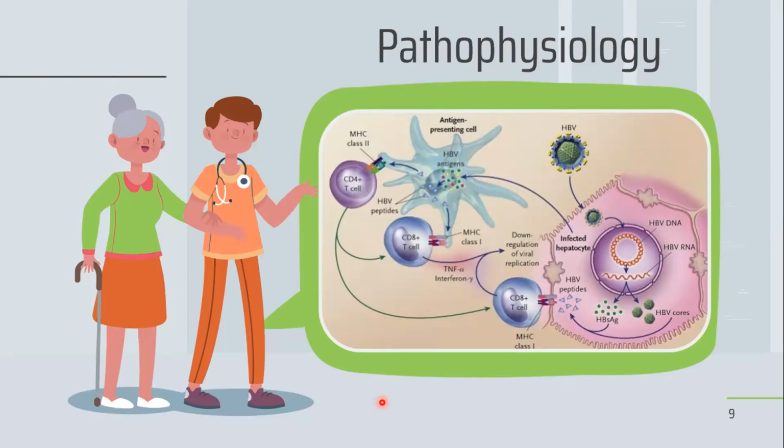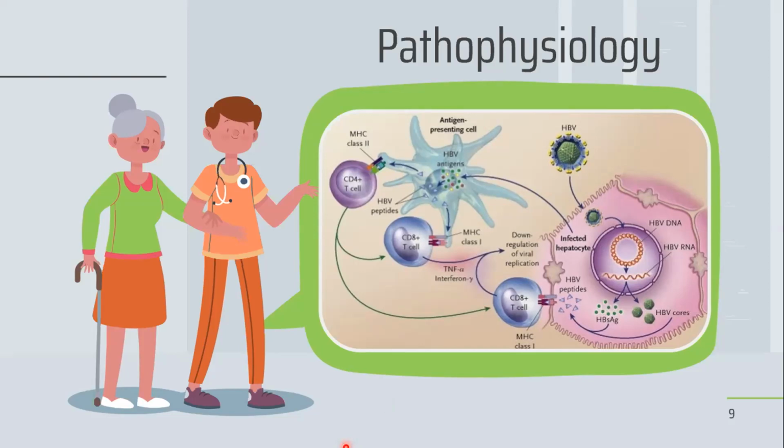Aside from that, it will produce hepatitis surface antigens that will serve as hepatitis virus peptides that will in turn be detected by your antigen presenting cells. Now, these antigen presenting cells recruit your CD4 T cells and CD8 T cells with the recognition of your major histocompatibility complex to try and fend off the infection of the hepatitis virus.